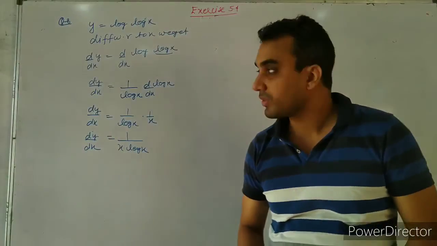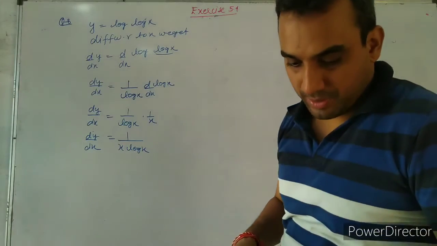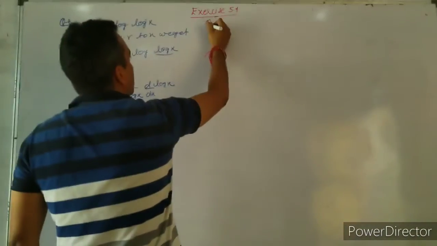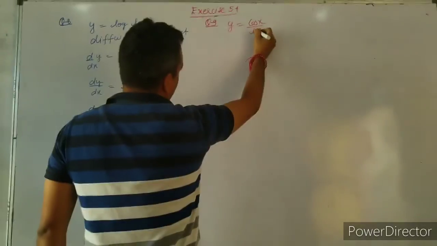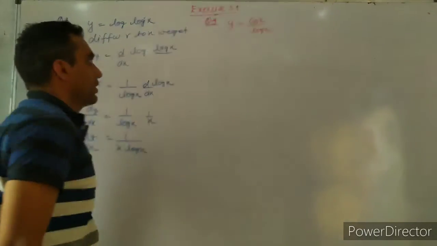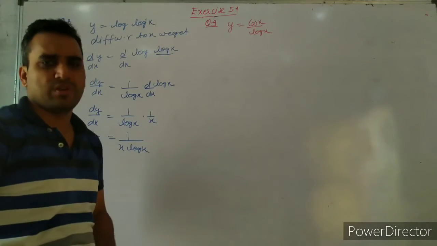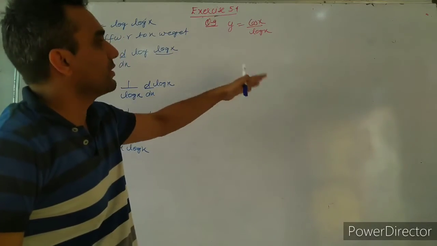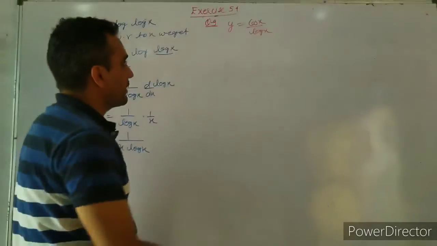Okay. Now in question number 9, I am having a function cos x upon log x. y is equal to cos x upon log x, and we are going to differentiate this. In my point of view, this question is very easy, so I am giving this for homework and moving towards the next question, which is our question number 10.